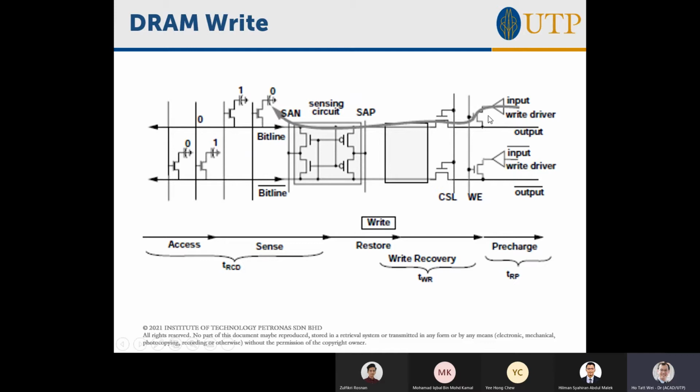DRAM write, the opposite is happening. What happens is now you have to turn on this write enable. You put in a value here, logic 1 or logic 0. I mean, this is the complement. So you put in the logic 1 here. Straight away, the logic 1 will charge the capacitor here of whatever bit you select here.